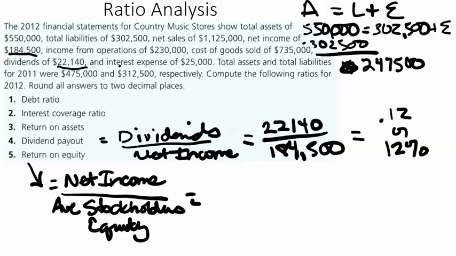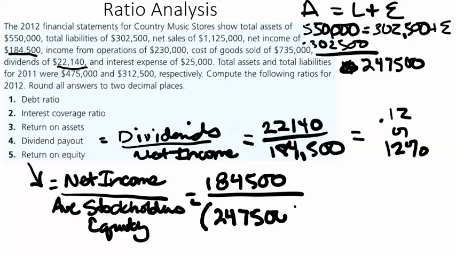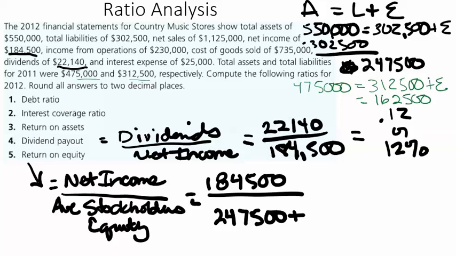So let's start this here. Net income we have of $184,500. Then we know our stockholders' equity for 2012 was $247,500. Plus, we'll have to calculate it again for 2011. So if our assets for 2011 were $475,000, and our liabilities were $312,000. Take the assets minus the liabilities, and we get $162,500. Alright, so we'll go back here. We had $162,500. And then remember that has to be divided by 2 to get an average. If we run that calculation, what we should get is 0.9 or 90%.